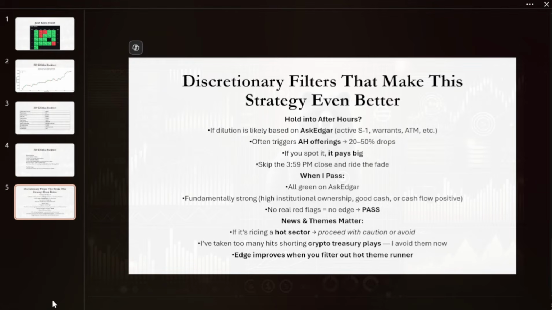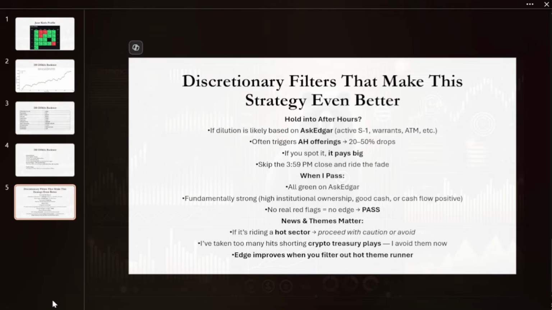And when I would pass is if it was all green on Ask Edgar. Fundamentally strong, meaning high institutional ownership, good cash position, cash flow positive, and no real red flags. There's not an edge, so that might be a good one to pass on, because all this data included all these recent crypto treasury plays that just blew past the 200 daily SMA. So they hurt the numbers, which leads me to my next one: news and theme matter. So if it's riding a hot sector, proceed with caution or avoid.